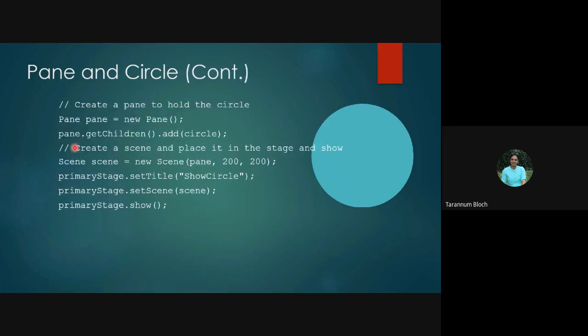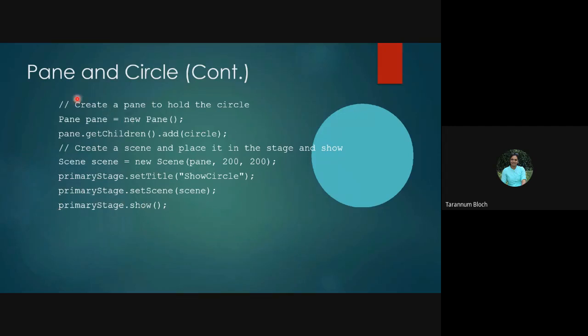So what we have done is, we have taken Pane pane = new Pane(). Pane is another type. You can go with this also. And we created a scene object. Pane is equal to new Pane, and then we added the circle to that pane by writing pane.getChildren().add(circle). Now we are creating a scene to place on the stage and show. So we are writing scene is equal to new Scene(pane, 200, 200). primaryStage.setTitle, we say it is ShowCircle. And the entire scene we are setting in the primary stage. So we say primaryStage.setScene and primaryStage.show.